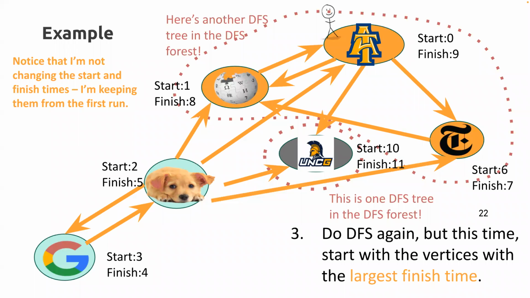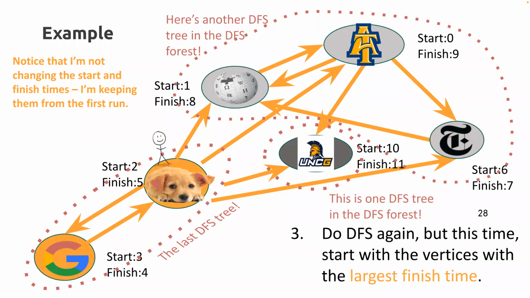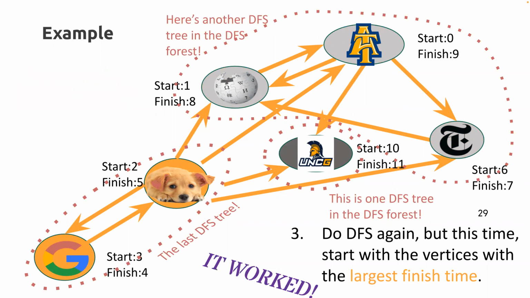What node do I do my DFS on next? The dog. Yeah. Start with the little cute dog. I run DFS. I go to Google. I'm done. And luckily enough, this is my third strongly connected component. Okay. So again, that's the algorithm. That's how it works. So you guys should hopefully understand. Now we're going to talk about why it works.